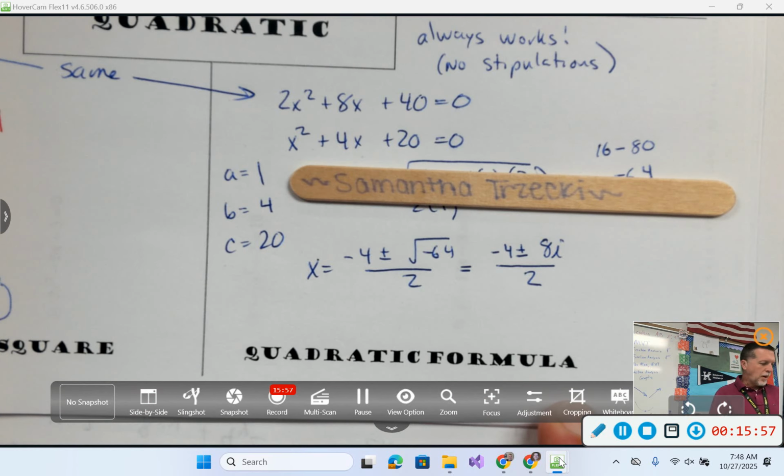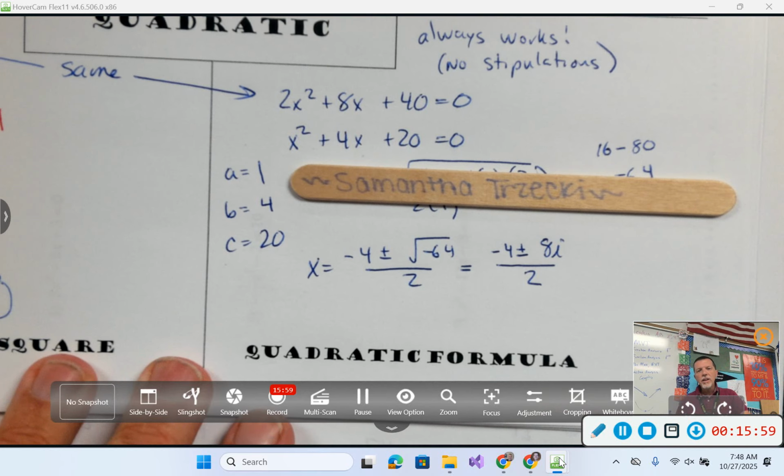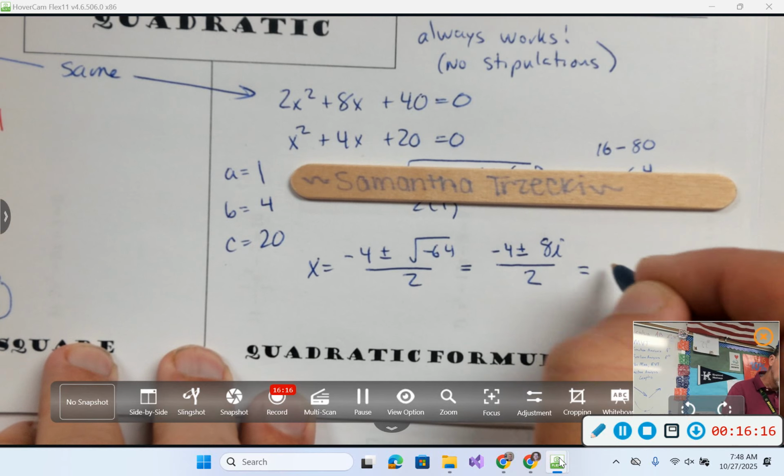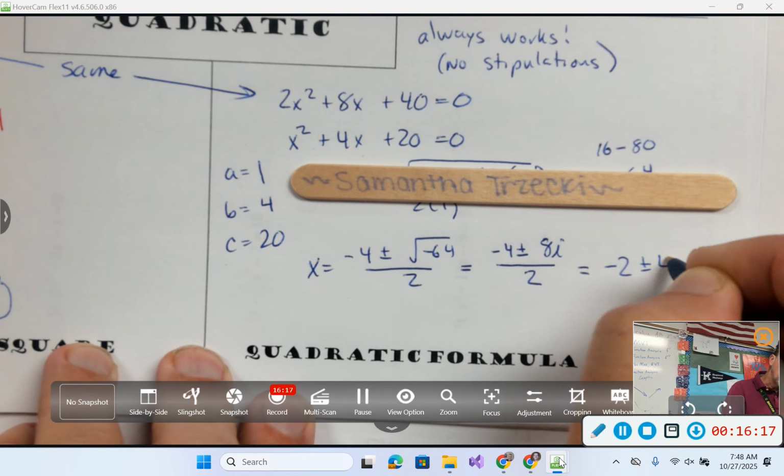And then the last popsicle stick for the last step. Samantha, how can I reduce that? Divide or multiply by 2. I like divide by 2. Let's divide everybody by 2. I can divide both of those by 2. So negative 2 plus or minus 4i.